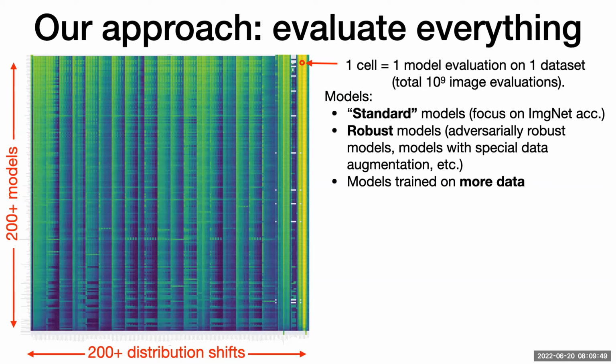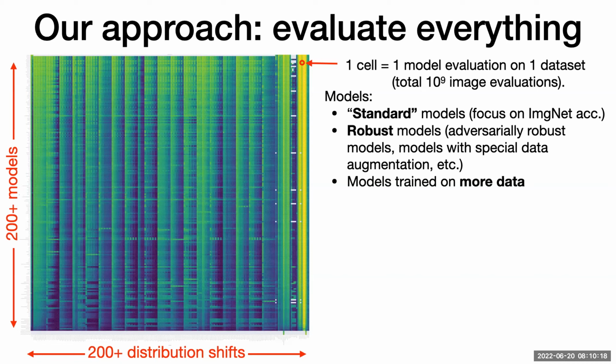And the second kind of model that we evaluated are what we call robust models. These are models trained with some robustness intervention in order to be more robust to one kind of distribution shift. And then the third kind of model that's important in this experiment are models trained on more data. The first two kinds of models are trained just on ImageNet, but it turns out that models trained on additional training data have very interesting robustness properties, and we also collected some of those.